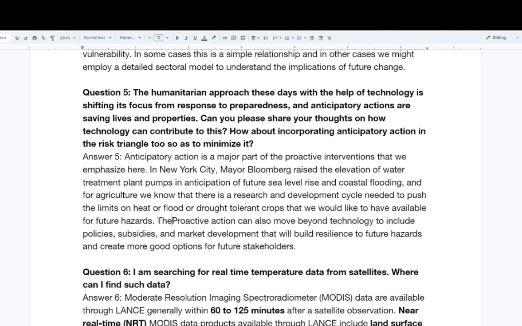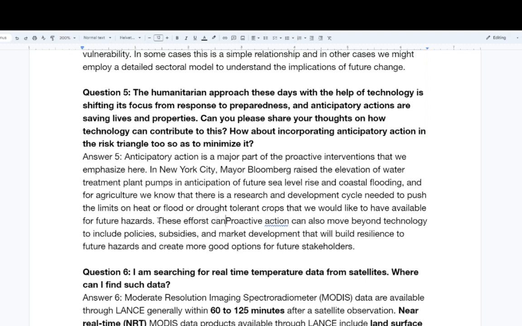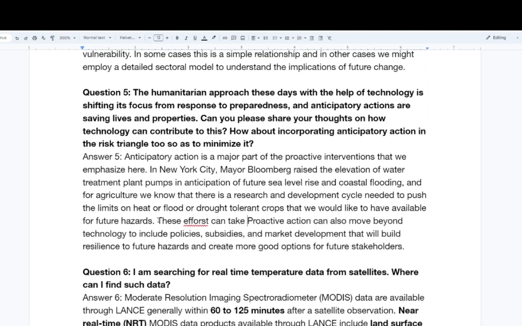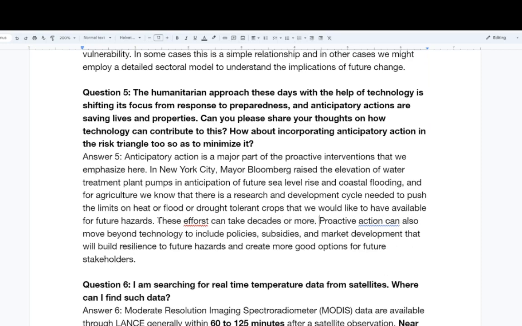To not just do the genetics and the breeding, but to then mass produce and get the seeds out there. So the idea behind these proactive and anticipatory actions, in some cases you have to implement before the hazard strikes, and in some cases you're trying to create interventions that will be ready down the road when you need them. It's also important to note that it's not just technology, but you can be proactive with policies and subsidies and market development so that we can build up resilience and have more good options for the future.